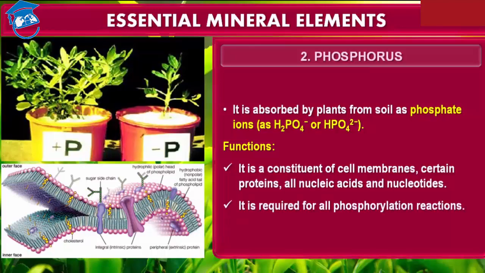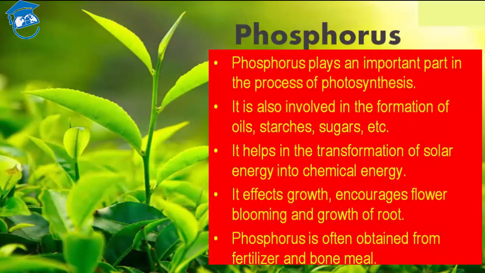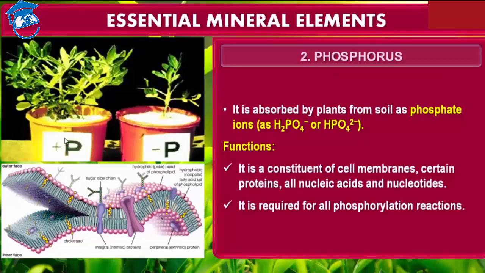So this is the plant with sufficient phosphorus and this is the plant with the deficiency of phosphorus. Symptoms of deficiency: plants exhibit stunted growth. See, this is stunted growth as compared to this. Leaves are often dark colored, dark green in color, and the oldest leaves become dark brown as they die, and maturity may be delayed. That's why it is stunted.